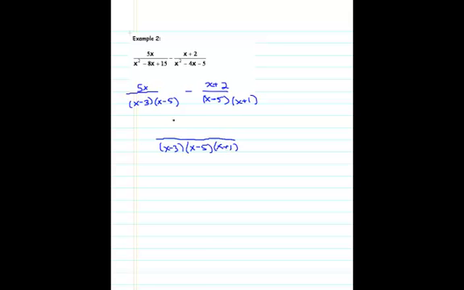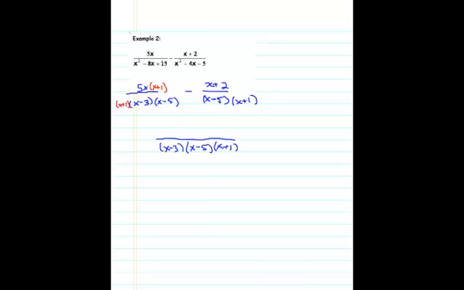Now what I'm going to do is rewrite each of these fractions with that common denominator by looking for the terms that they have missing. For example, this first fraction has the x minus 3 and the x minus 5, but it's missing the x plus 1. So in order to get that common denominator, I'm going to have to put an x plus 1 in the denominator. But whatever I do in the denominator, I also have to put in the numerator. So this will be my new numerator to get that common denominator.